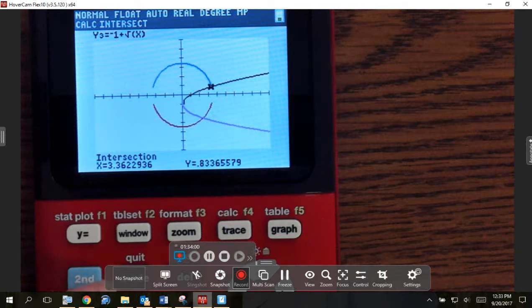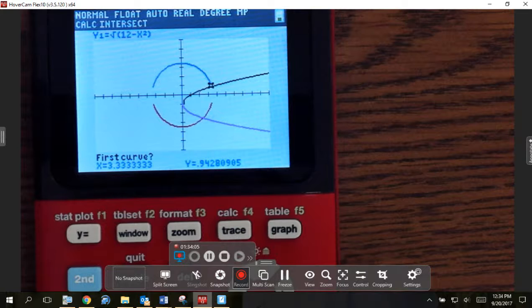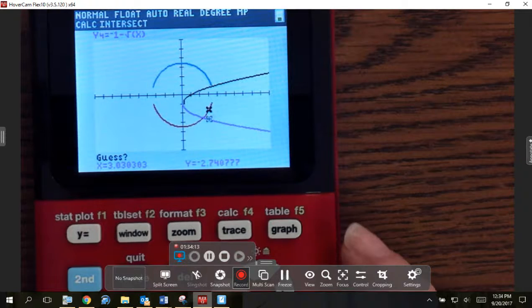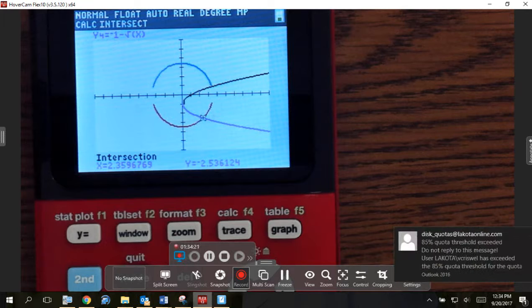All right, so I'll do it real fast. You can check to see that you got the same answer as me. So you should get for the second one 2.36 and then negative 2.54.